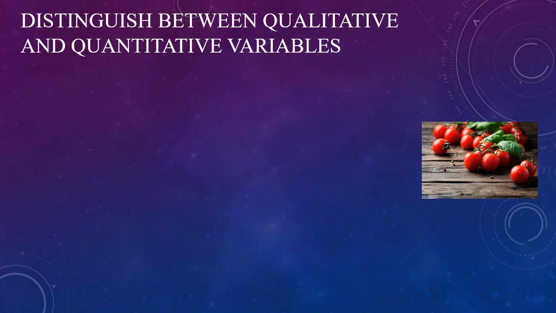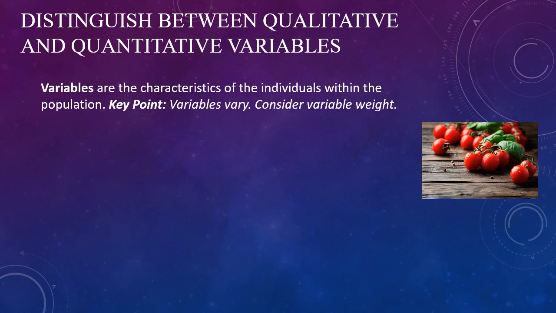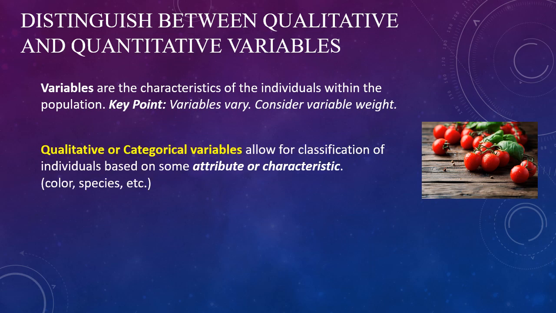So let's look at our next objective for this section, which is to distinguish between qualitative and quantitative variables. Your book actually uses tomatoes for an example. So variables are simply the characteristics of the individuals within a population. It's important to remember that variables vary. For example, the weight. Not every tomato has the same weight. Sometimes they don't vary, like you might be talking about the species or something.